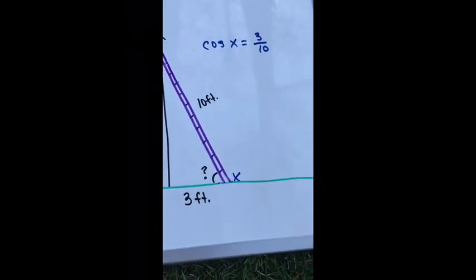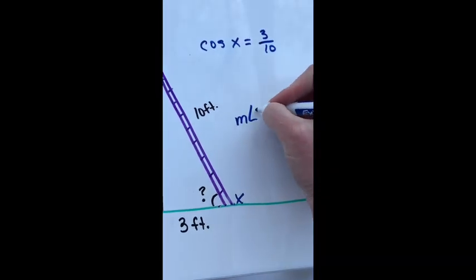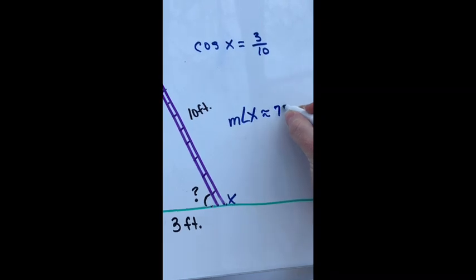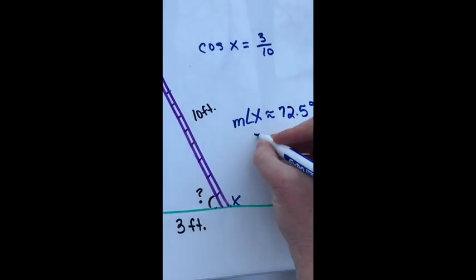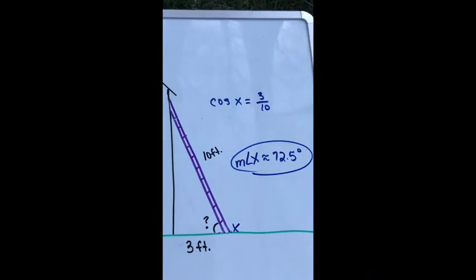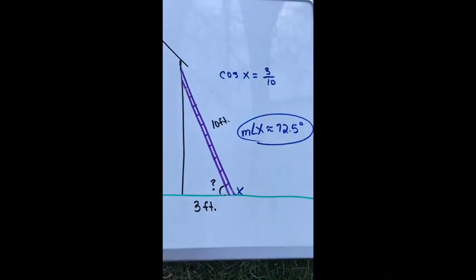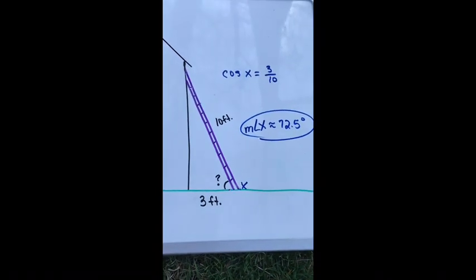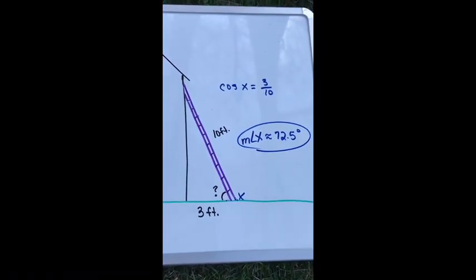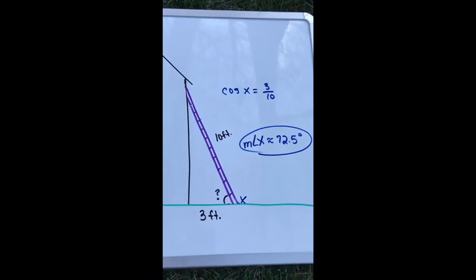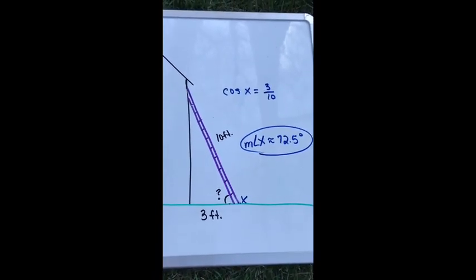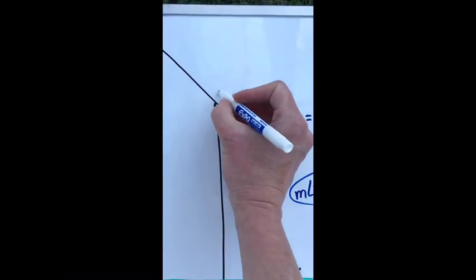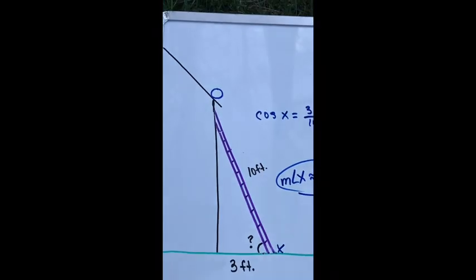Okay, so that means the measure of angle x is approximately 72.5 degrees. Now, is that in my safe zone? It says 75 degrees is the recommended angle, and I figure if I'm within 5 degrees or so, I should definitely be safe. Okay, and I am. All right, so that means I can go up here and grab my soccer ball.